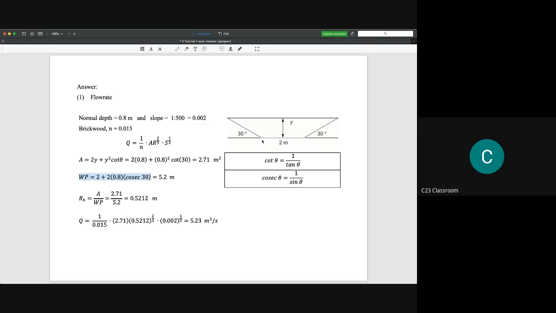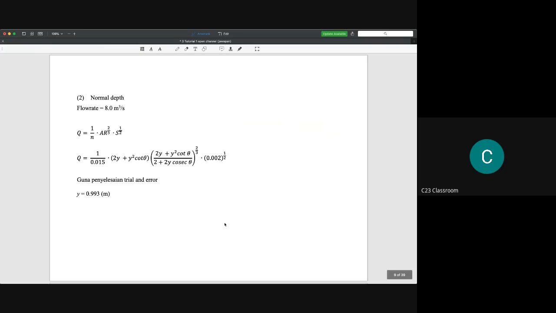For example, you just calculate the area of the rectangle here and add the triangular areas on the left and right sides. But it is an advantage to use this equation. Then we get the hydraulic radius equal to 0.5212 meters. We substitute in the equation, and we get that the flow rate is about 5.23 meter cube per second. So this is the solution for question number 2.